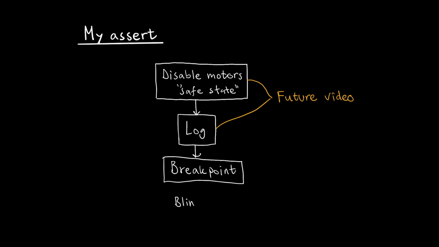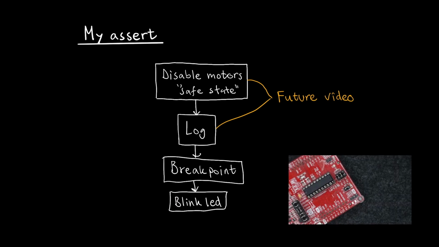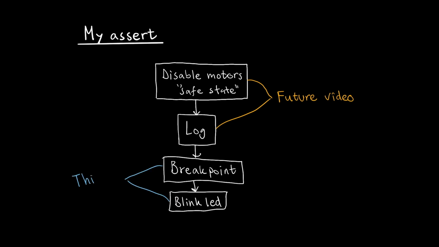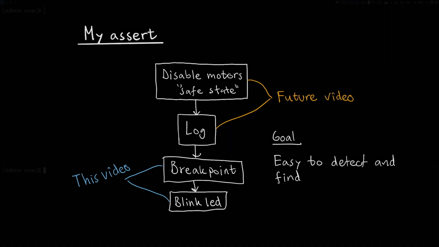And at last, I'm going to have the assert function go into an endless while loop where it's going to blink the test LED on my board. And I will have it stay here until I manually reset the microcontroller. And this is the second thing that I'm going to be implementing in this video. Overall, the goal with my implementation is to make the assert as easy to detect and localize as possible. So let's get into the code now.